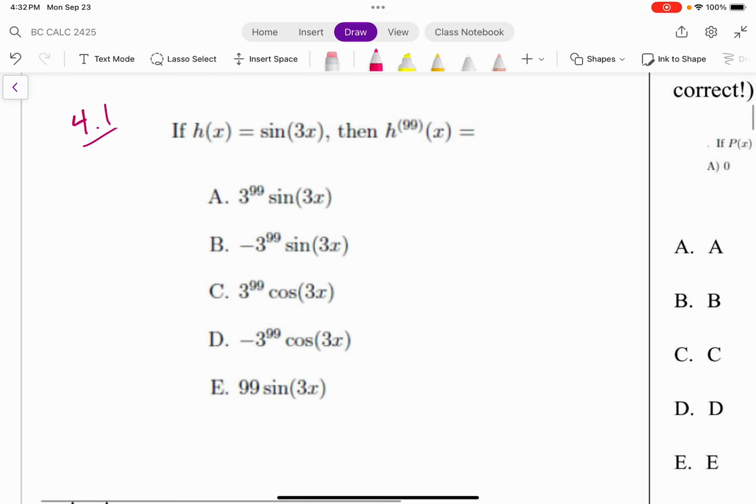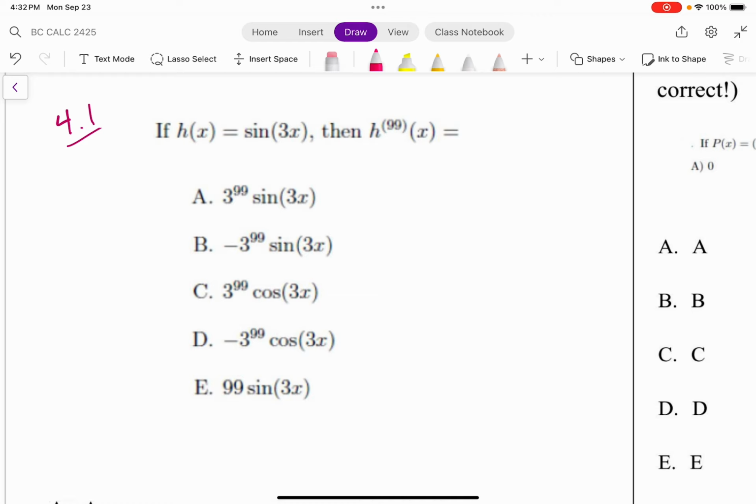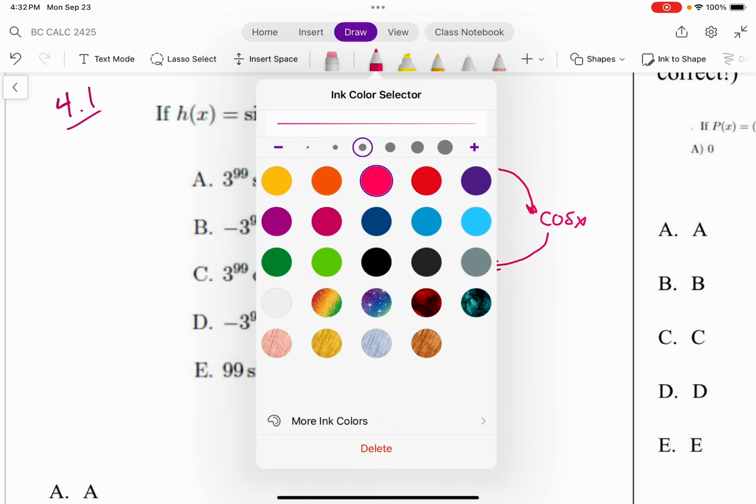So let's remind ourselves a little bit how the derivatives of sine and cosine work. This will be helpful later. We have sine, its derivative is cosine. So this will be like a derivative wheel or something. Its derivative is negative sine. And the derivative of negative sine is negative cosine. And the derivative of negative cosine is back there. So we'll just keep that up as a reference.